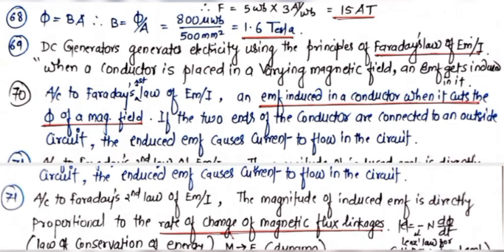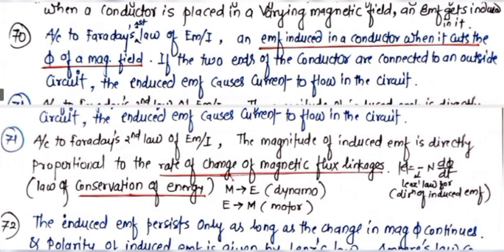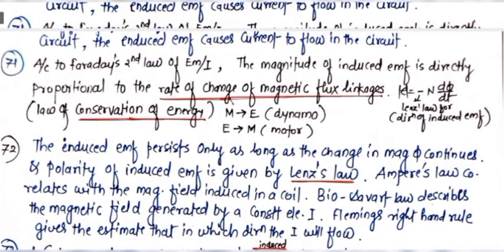A DC generator generates electricity using the principle of Faraday's law of electromagnetic induction. When a conductor is placed in a varying magnetic field, an EMF is induced in it. According to Faraday's first law of electromagnetic induction, an EMF is induced in a conductor when it cuts the magnetic flux of a magnetic field. If the two ends of a conductor are connected to an outside circuit, the induced EMF causes current to flow in the circuit.